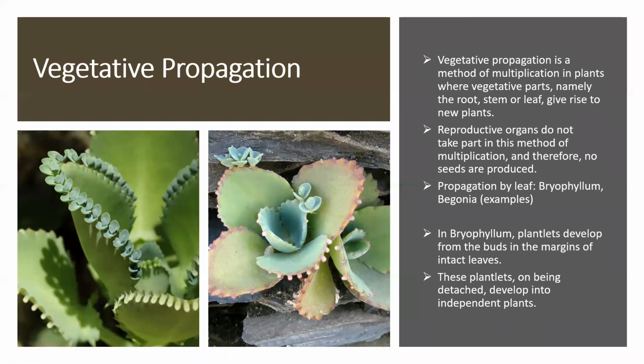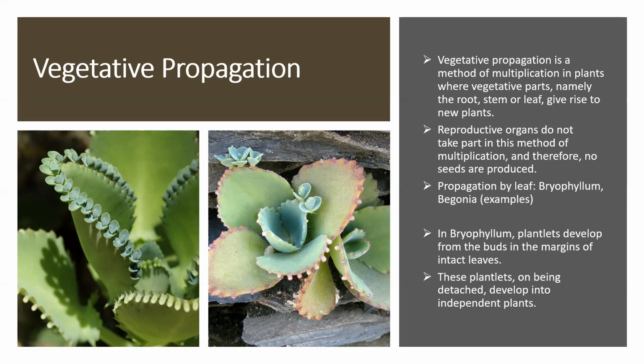Let us move on to take a look at vegetative propagation. Vegetative propagation is a method of multiplication in plants where the vegetative parts, namely the root, stem or leaf, give rise to new plants. So sometimes reproductive organs do not give rise to new plants, in some plants only. So that is where vegetative parts like the roots, stem or leaf can give rise to new plants. There are many advantages of vegetative propagation. Let us understand them.